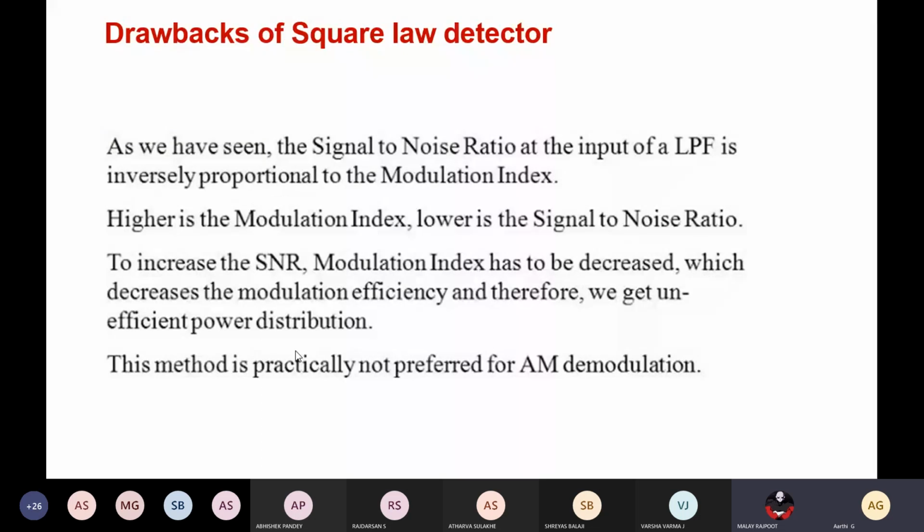So this is one of the drawbacks here. As we have seen, signal to noise ratio at the input of the low pass filter is inversely proportional to the modulation index. So the higher the modulation index, the lower the signal to noise ratio. To increase the signal to noise ratio, the modulation index has to be decreased, which will decrease the modulation efficiency. If you decrease the m value, modulation efficiency will decrease. Therefore, we get inefficient power distribution. So this method is practically not preferred for AM modulation. This is one of the drawbacks when we use a square law detector. That's why we generally prefer envelope detection when we do AM modulation.